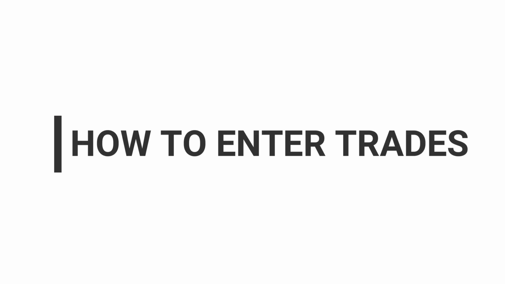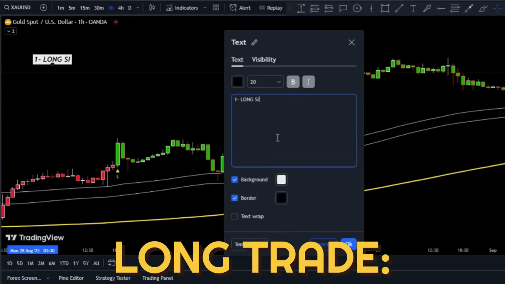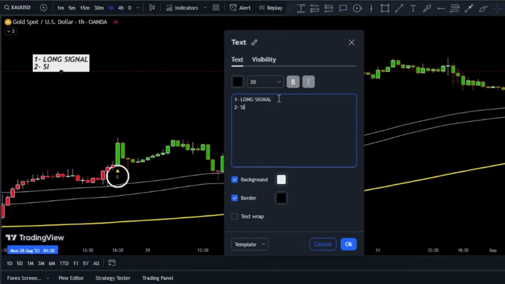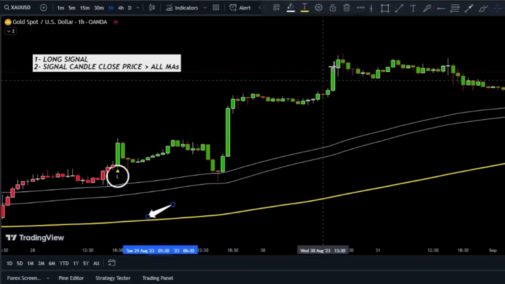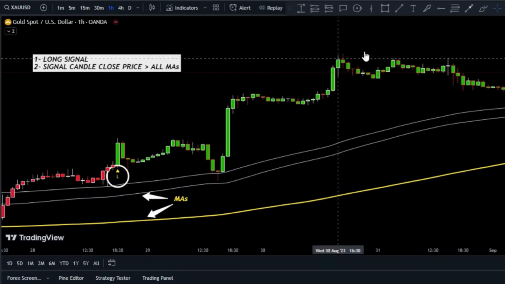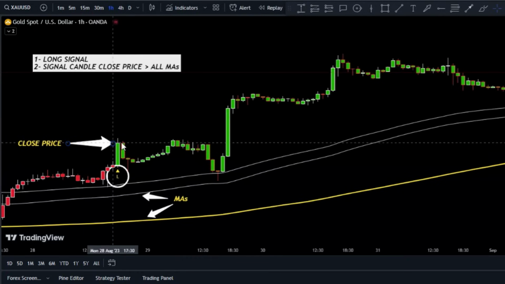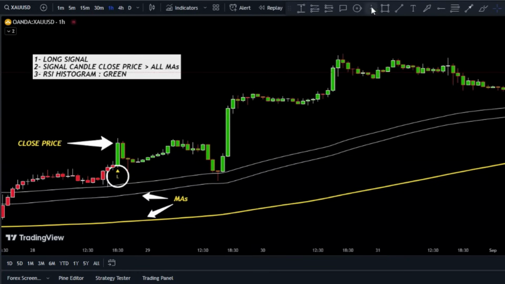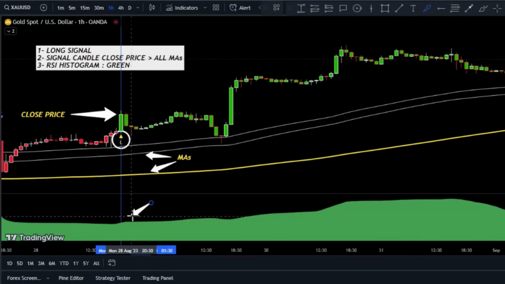First, the guidelines for long trades. To enter a long trade, we first wait for a long signal to be issued. After that, we must check that the closing price of the signal candle is above all the moving averages, confirming the uptrend. Finally, the RSI histogram area must also approve the signal. Only with all these conditions met can we enter the long trade.